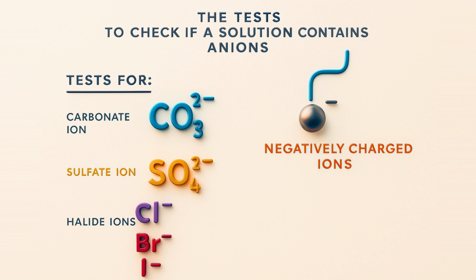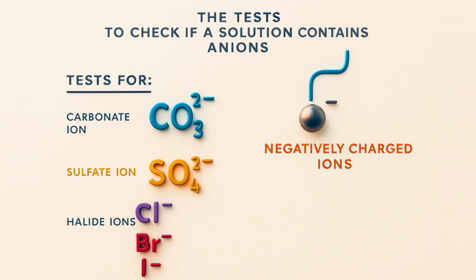In today's video, we are going to discuss how we can test whether a solution contains anions, which are negatively charged ions that play crucial roles in various chemical reactions and are commonly found in many substances. Specifically, we will focus on tests for three key types of anions: the carbonate ion, the sulfate ion, and the halide ions, which include chloride, bromide, and iodide.